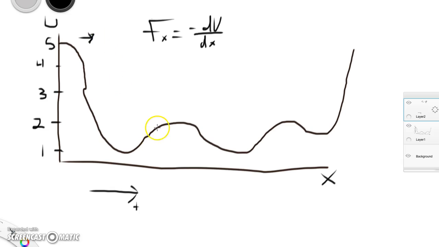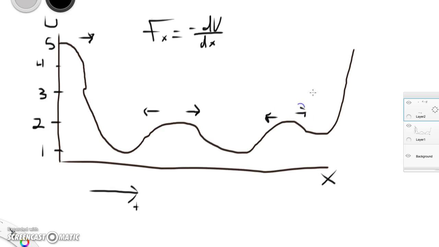Let's go to this region right here. We have a positive slope, which would mean negative force, which means the force is going to be pushing an object back this way. It's going to be pushing it this way for this side, and this way for this side.